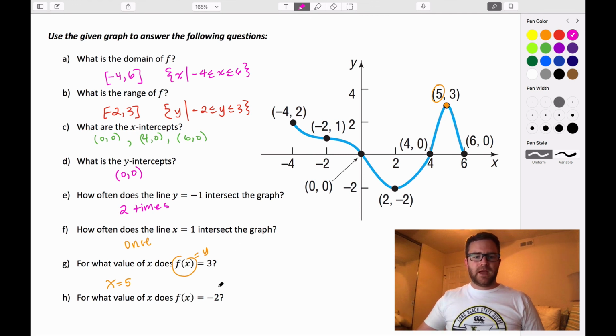For what values of x does our function f(x) equal -2? Again, f(x) is the same as y. So where is y = -2? Go to the y-axis, go to -2, look across and ask yourself, where is y = -2? That only happens here at this one point, where the x value is +2.